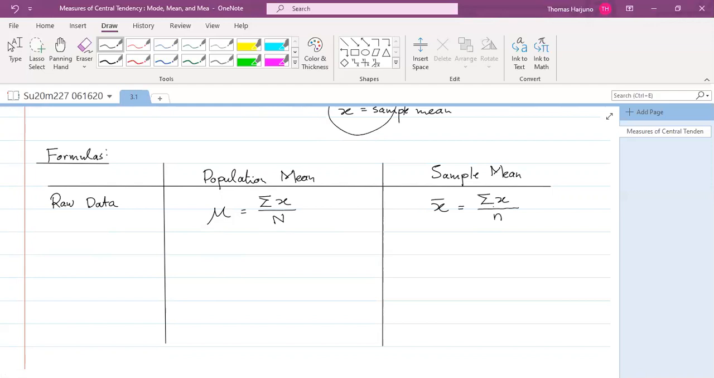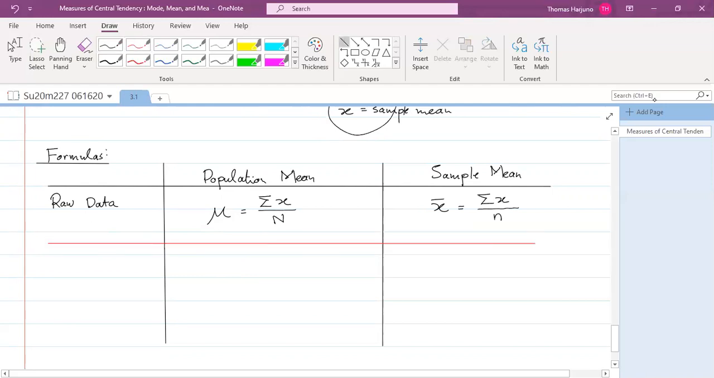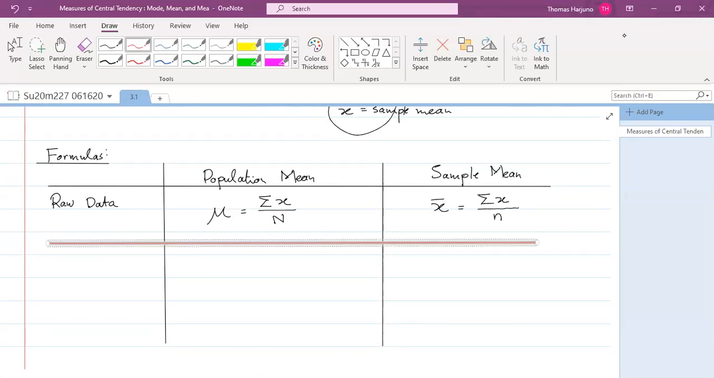Are you okay with this? So right now you're just giving us the formulas, right? Yeah, I'm giving you the formula. I'm just giving you the formula right now.